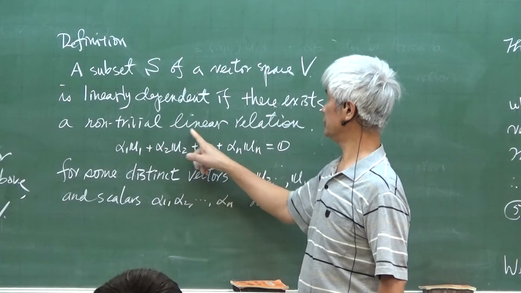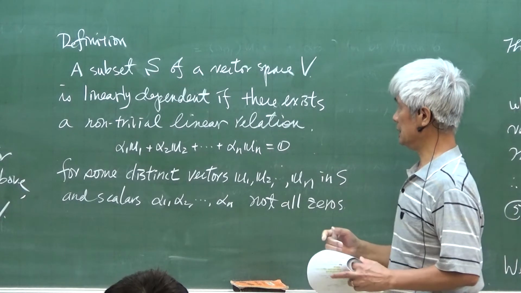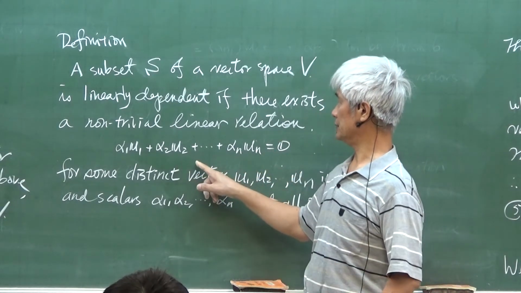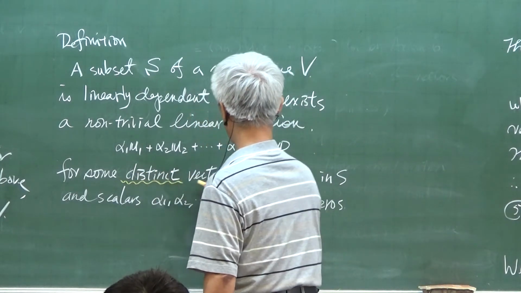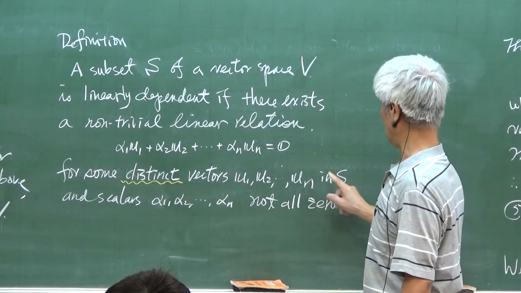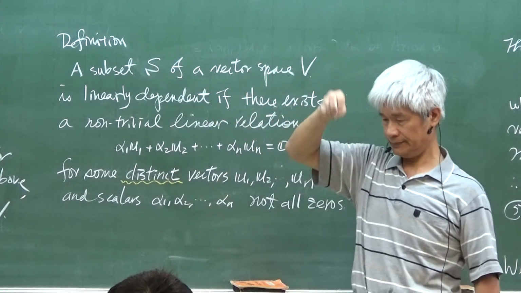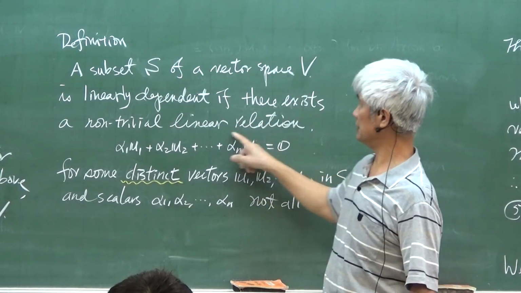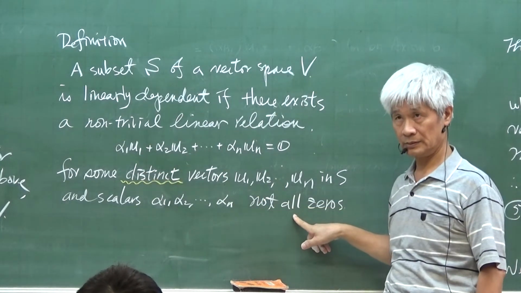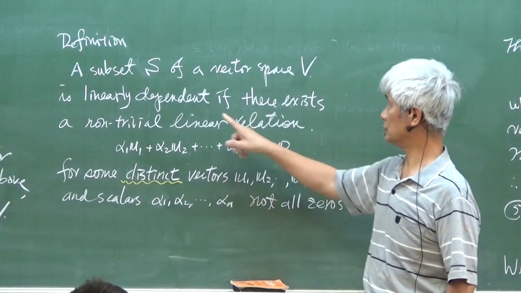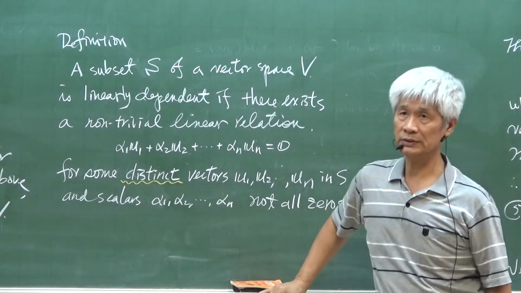If there exists a non-trivial linear relation, for some distinct vectors u1, u2, ..., un, so you can select n distinct vectors from the set X. To form a non-trivial linear relation means that the coefficients are not all zeros. Non-trivial means that the coefficients are not all zeros.